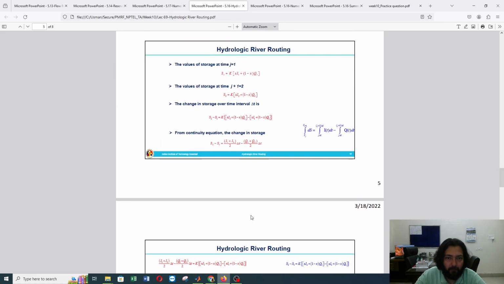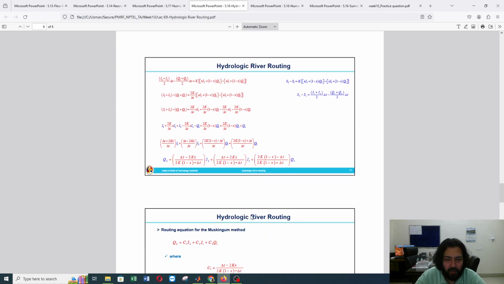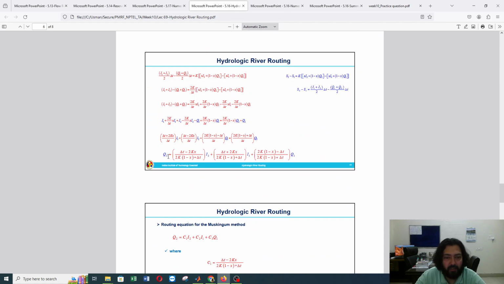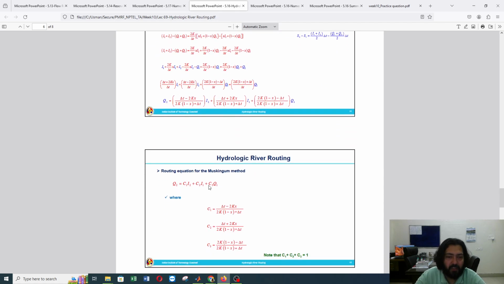Now there are certain steps that are required. The first important thing here is to derive the terms called C1, C2 and C3.